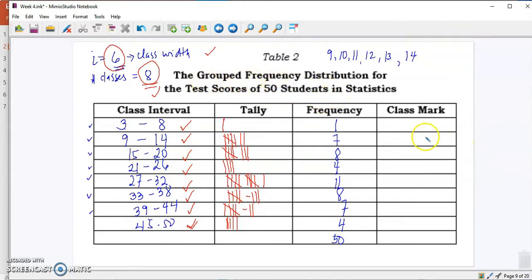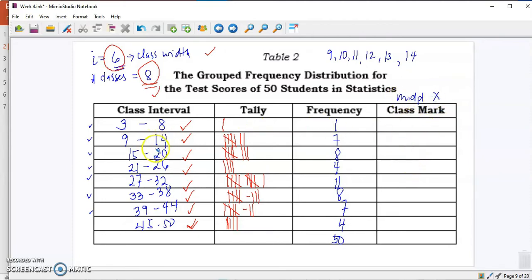Now let's look at the class mark. We're not yet done with our frequency distribution table because to be able to form a frequency distribution table, we need our class interval, our frequency, and the class mark. Now, how do we get the class mark? The class mark is also known as the midpoint, which is often referred to as X.